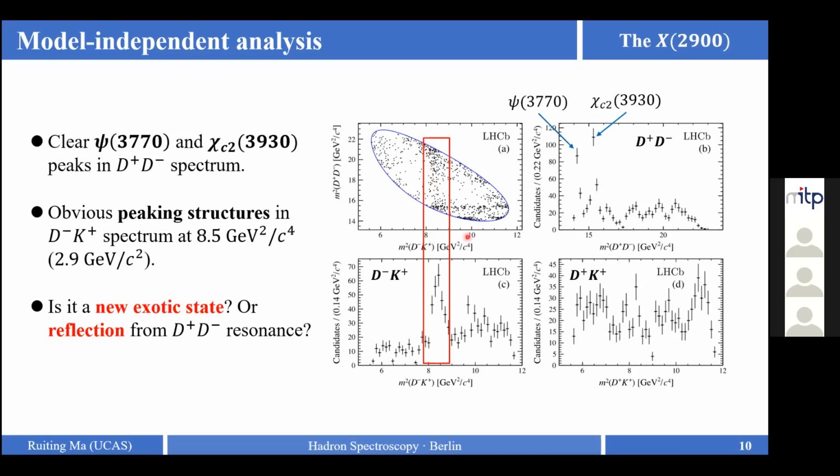We then have a brief look at the Dalitz plot. In the D+D− spectrum, we could see that there are two narrow peaks on the left side, which may be contributed by the psi(3770) and also the chi_c2(3930). But there is also an obvious peak in the D−K+ spectrum around 2.9 GeV. So whether it is a new exotic state or just some reflection from D+D− resonances, we build a model independent analysis to test it.